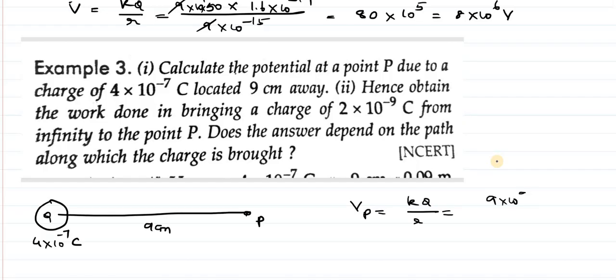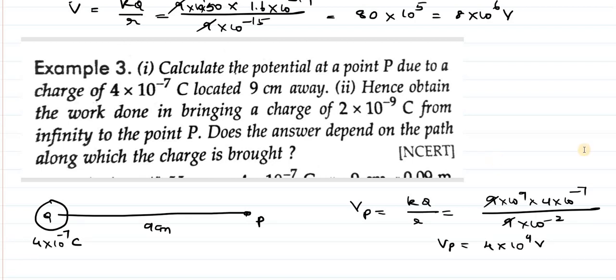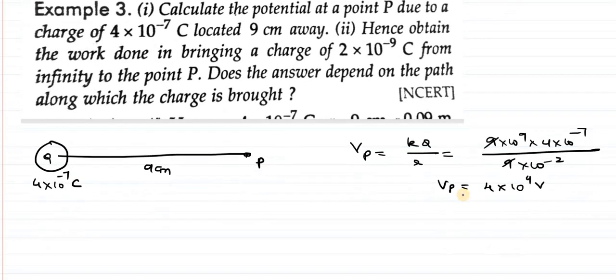So it is 9 into 10 to the power 9. Q value is 4 into 10 to the power minus 7. 9 centimeter, so this cancels. 4 into 10 to the power, this is minus 5, means it is 4 volt. Correct? Any doubt here? Potential is given. Now so you have to bring what?